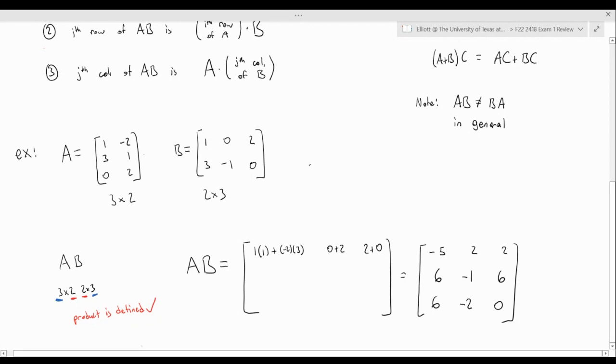It's a little bit awkward at first when you're first learning matrix multiplication, but if you just do a couple of examples, you'll probably get the hang of it pretty quickly. Any questions about that?